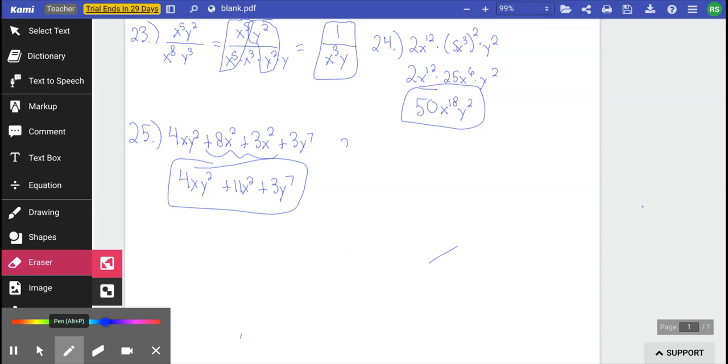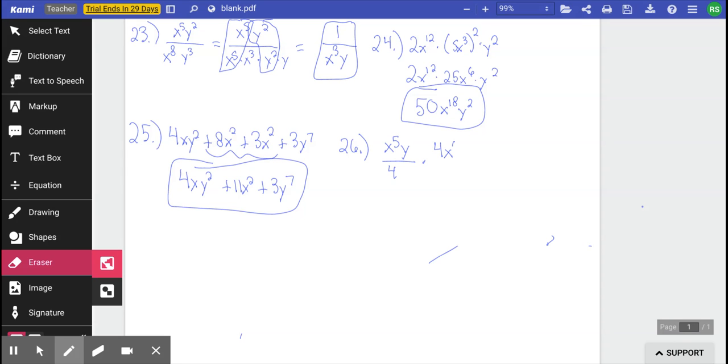Problem number 26 is x to the fifth y over 4 times 4x to the sixth y to the fourth over 2x to the fifth y. I'm going to multiply those two fractions together first.